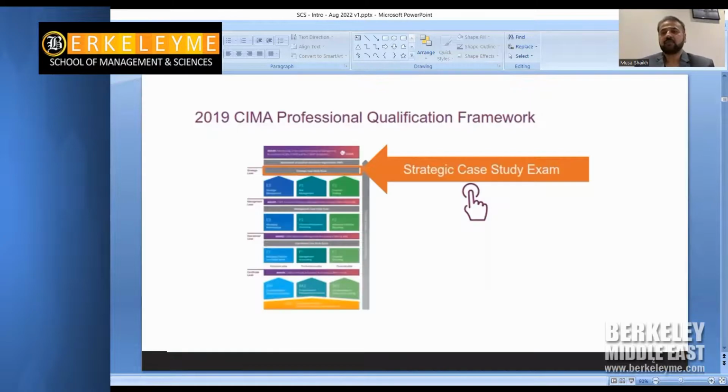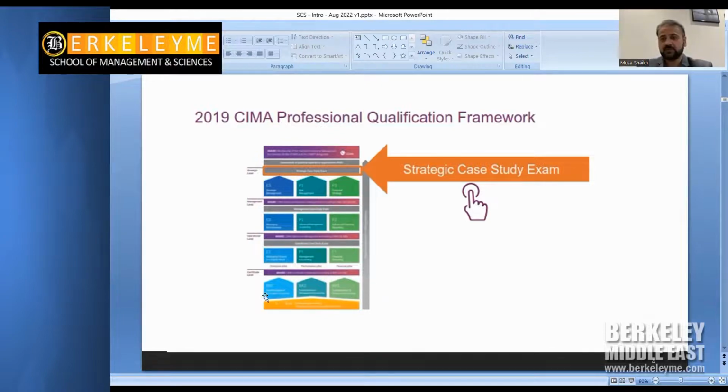Before I go ahead with the technical information related to the paper itself, I will introduce myself. My name is Dr. Musa Sheikh. I am an FCMA and CGMA, and I have been in this profession for the last 20 years. I have a lot of qualified students with me in management accountancy.